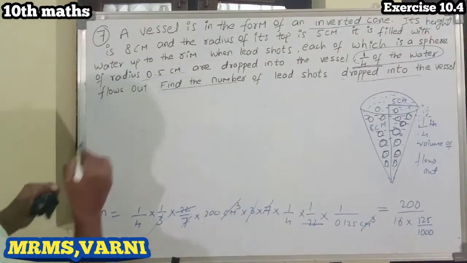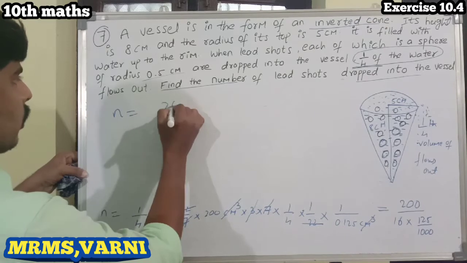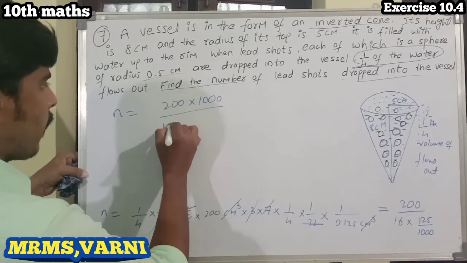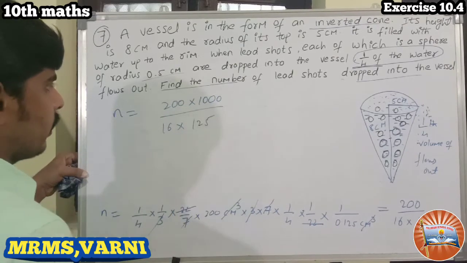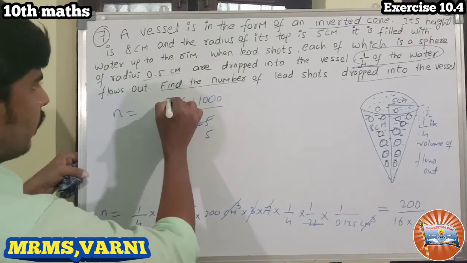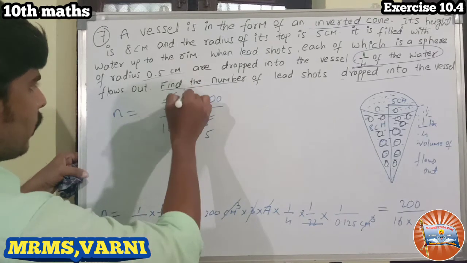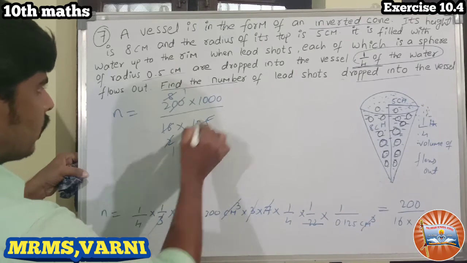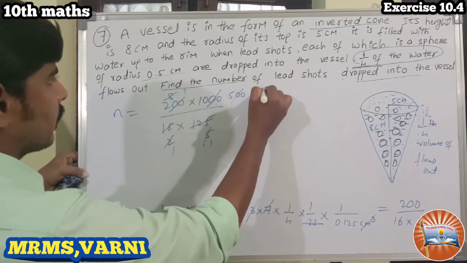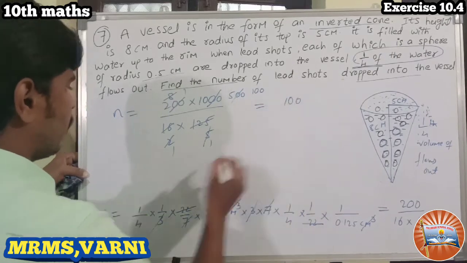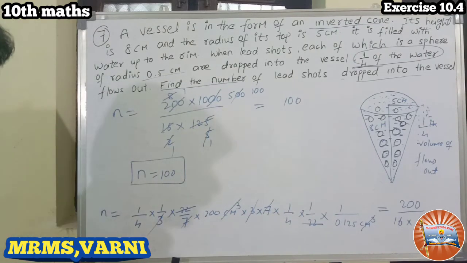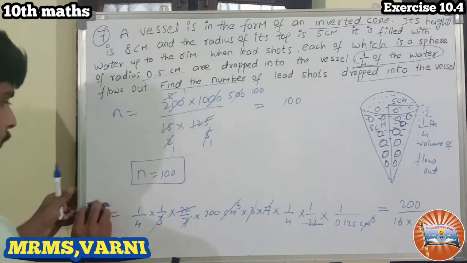Let's see here. So n is equal to 200 into 1000, which goes to the numerator, by 16 into 125. Calculating, 25 5s are 25, 8 1s are 8, 2 1s are 2, 500s. So 5 1s are 500s. What did we get? 100. So n is equal to 100. This n is nothing but the number of lead shots, nothing but lead balls.